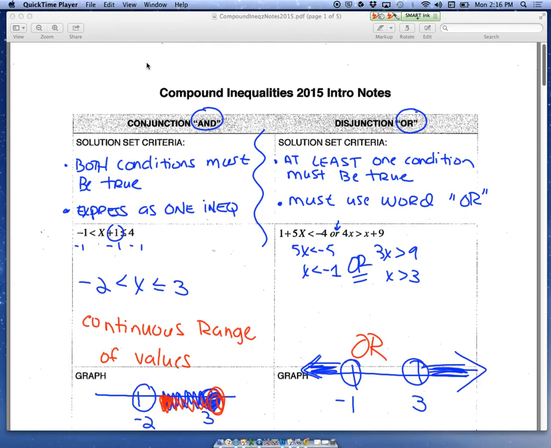And then you can compare the disjunction graph to the conjunction graph. In the "and" case, I do have a set of numbers that will fit both conditions simultaneously. And in the other, the "or" scenario, I don't have a single number that fits both conditions simultaneously. So you can see one graph contains the boundary range shaded between the boundary points. The other graph marks the boundary points, but then you shade off in the direction of both positive and negative infinity.